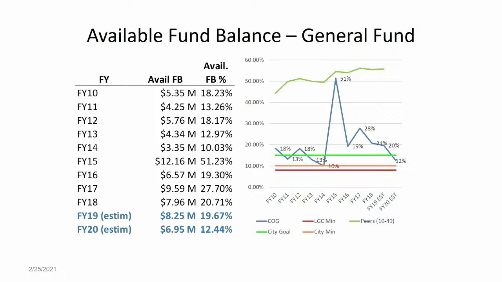Our peer group is actually from 10,000 to 49,999 in population. I sat down with the manager the other day, and most of our peers' average fund balance is somewhere in the range of maybe 8 to 10 or 11 million. So we're not that far off from what our peers are. What's that 52%? Well, that's a little complicated too.